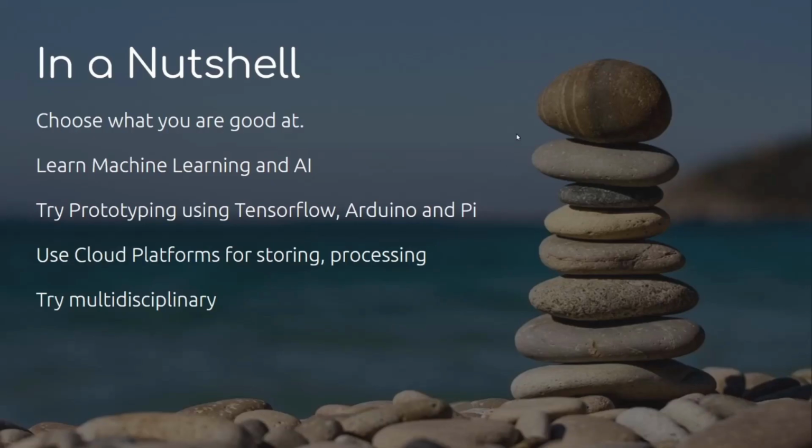So in a nutshell, you can choose what you are good at. Learn machine learning and AI. This is unavoidable. Sometimes I say that machine learning is the new computer science. There is no point in avoiding this. Anyhow, this will come back to you. Then try prototyping with TensorFlow, Arduino and Raspberry Pi.